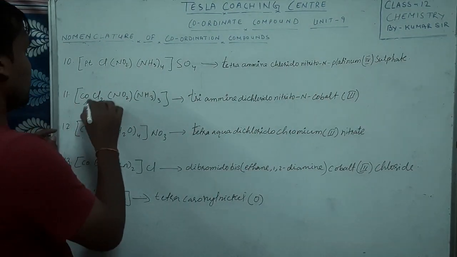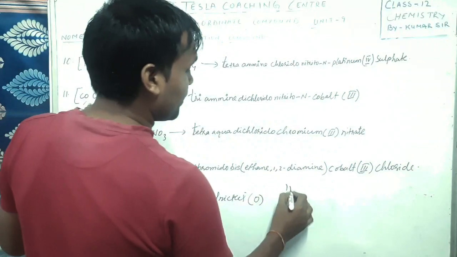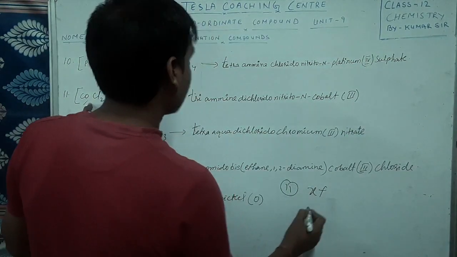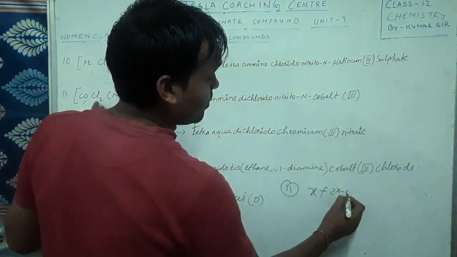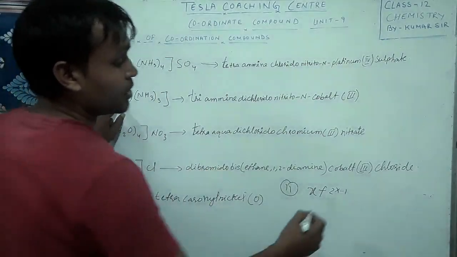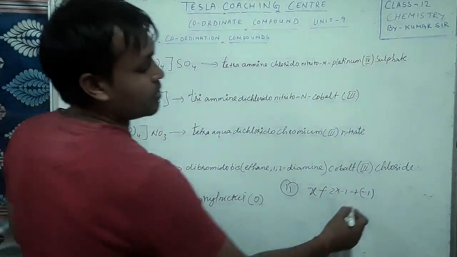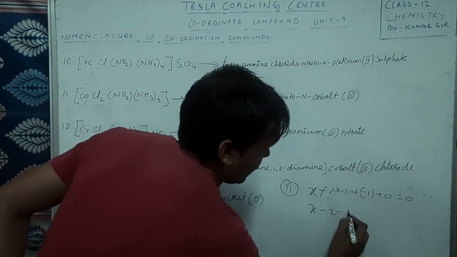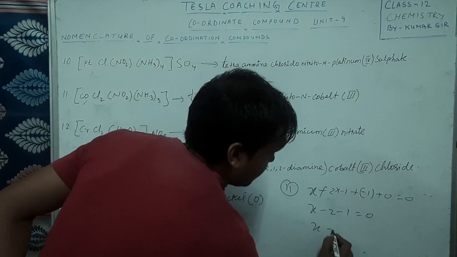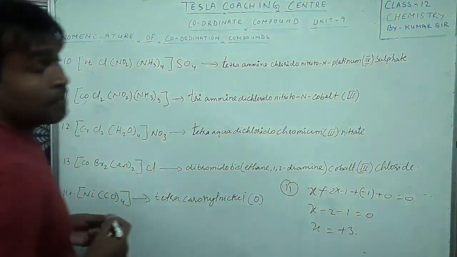Now let's calculate the oxidation number of cobalt. So question 11, oxidation number of cobalt. Let's assume it is x. Chlorine is how much? 2. So oxidation number is how much? -1. NO oxidation number is how much? -1. And NH3 it is 0. Neutral compound, so it will be equal to 0. So x minus 2 minus 1 equal to 0. X is equal to +3. So oxidation number we have written it here as +3.